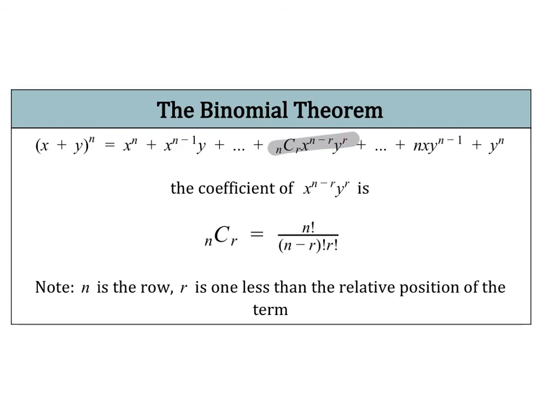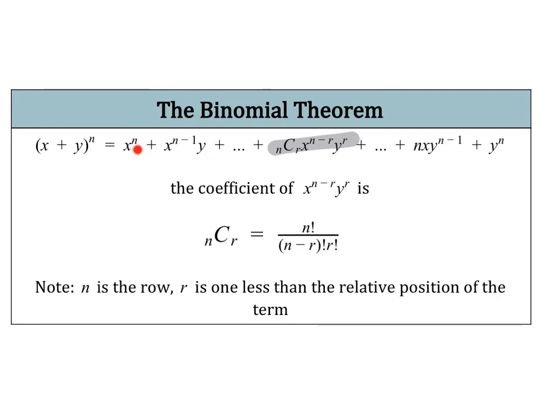So one thing I would like to point out is that this n is the row that you're working with, or whatever degree you're raising your binomial to. And r is 1 less than the relative position of the term. Now the reason why that's happening is r is essentially the degree of your y value.